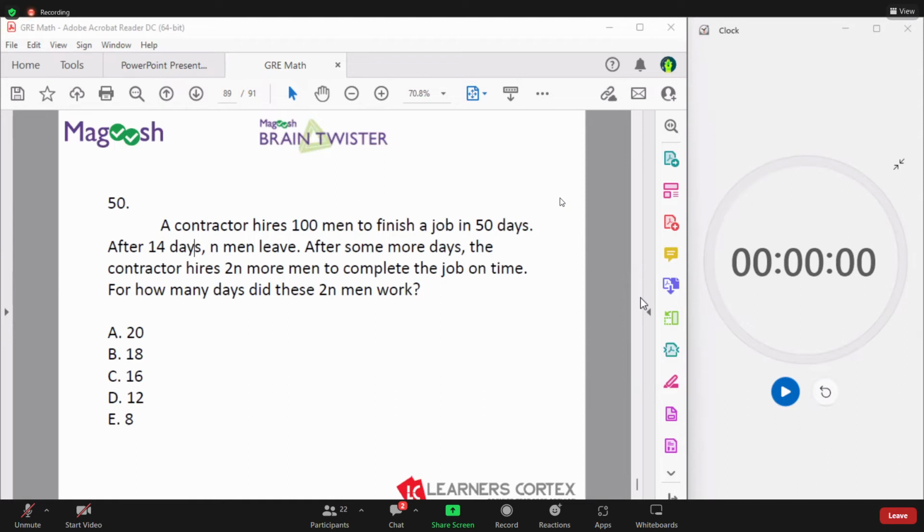Okay, Ashwin, would you like to help? Would you like to answer the question? Sir, am I audible? Yeah, you are audible. So first, it's given that 100 men are employed to finish a job in 50 days, and then after 14 days, n men leave. So for the remaining 36 days, 2n men are employed. So 2n is equal to 36, n is 18.